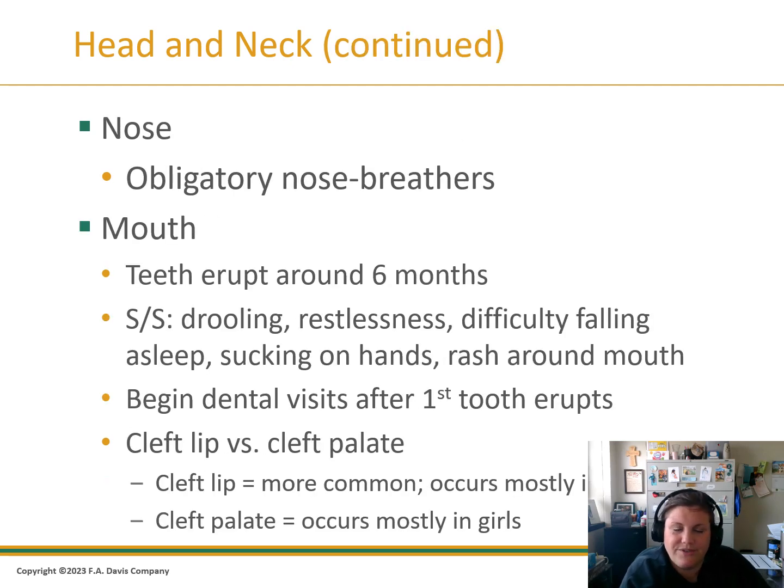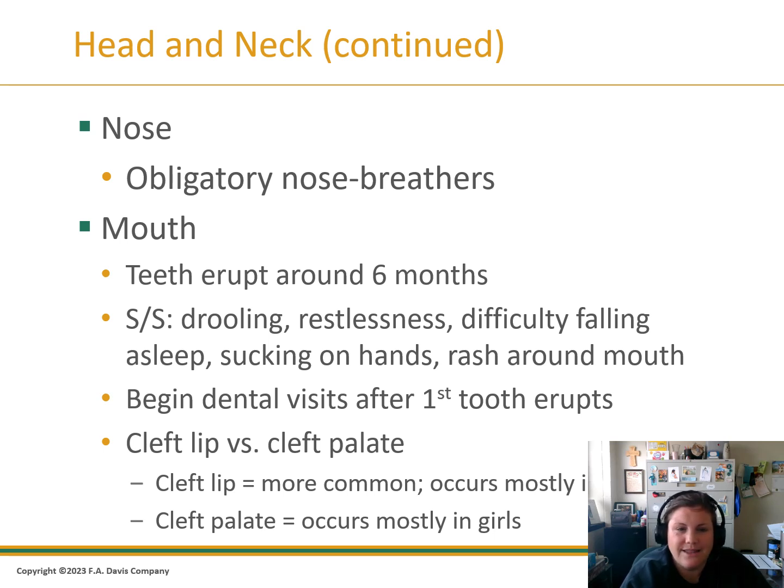We mentioned previously in the respiratory content that they are obligatory nose breathers, so they primarily breathe through their nose. In referencing their mouth, besides using it for sucking purposes and nutritive purposes like feeding, we also want to remember that they are going to develop teeth, and that usually happens around 6 months of life. They start to have teeth erupt.